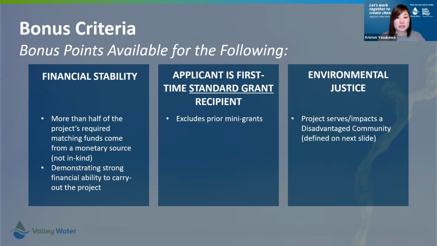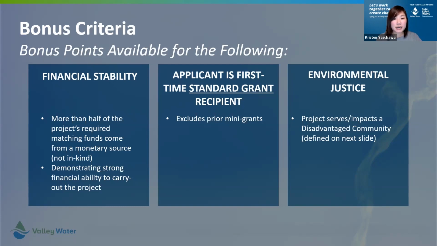The next is the first time applicant. So this is if you are a first time standard grant applicant or recipient. This would not include any mini grants or refill station grants that you've had with us before. And so you'd be eligible for 5 points if it's your first time applying for a standard grant. And then the environmental justice bonus points is if your project serves or impacts a disadvantaged community.